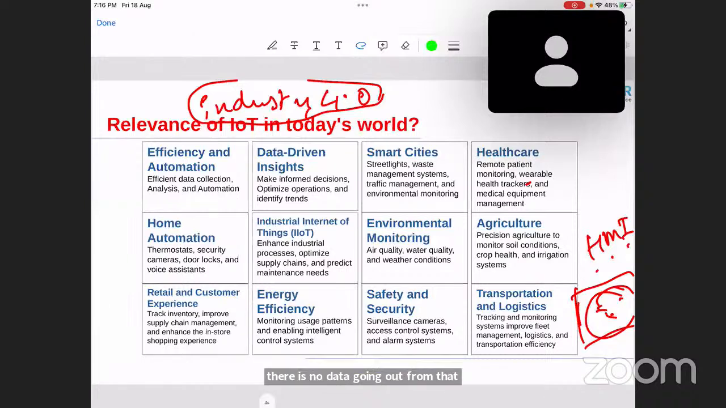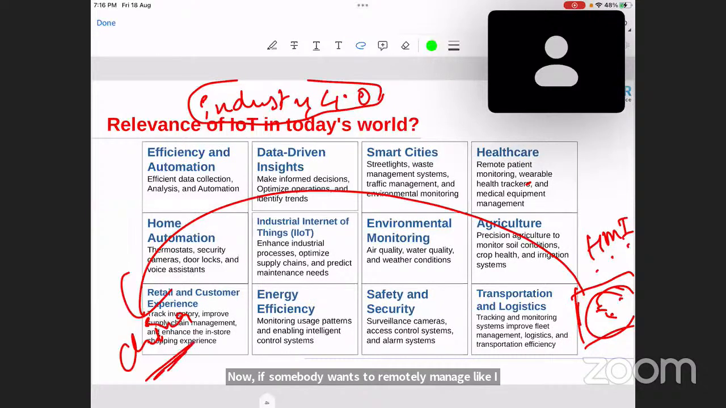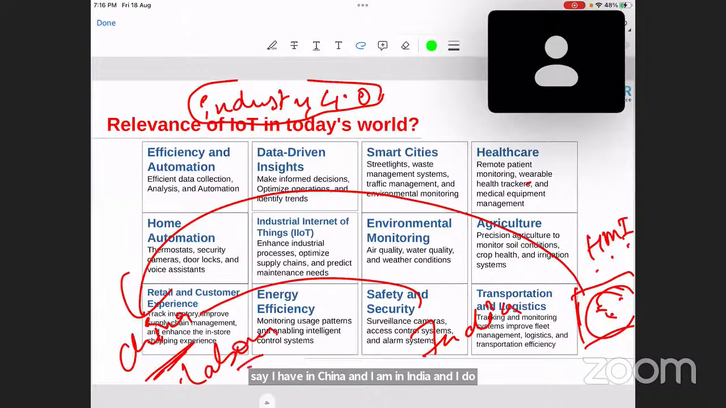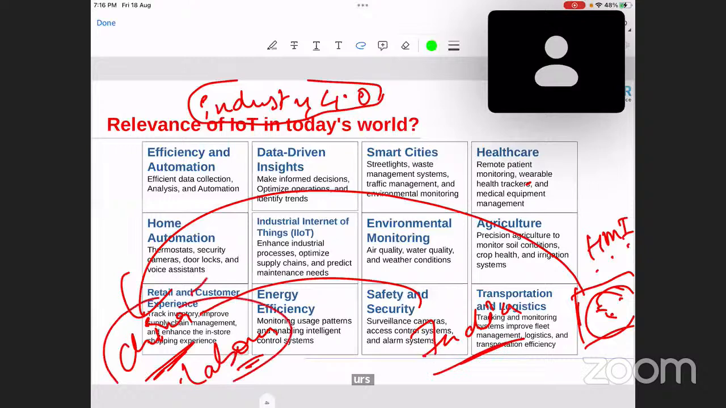It's all in there. Now, if somebody wants to remotely manage, like I have a factory in, let's say, China, and I'm in India, and I don't trust my neighbors because it's a far off country and I don't know the culture. I can do this remote monitoring using IIoT and I should know exactly what the guys are doing there. It's not only cameras, it's all sensors, the condition of my machines, everything I can monitor from here.